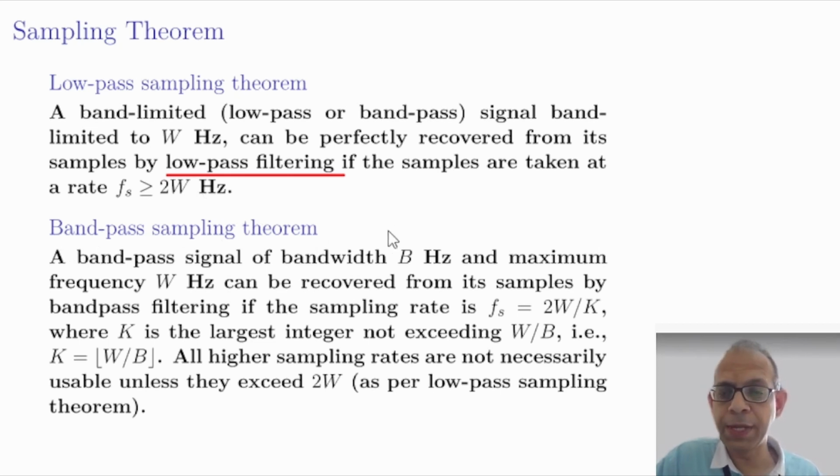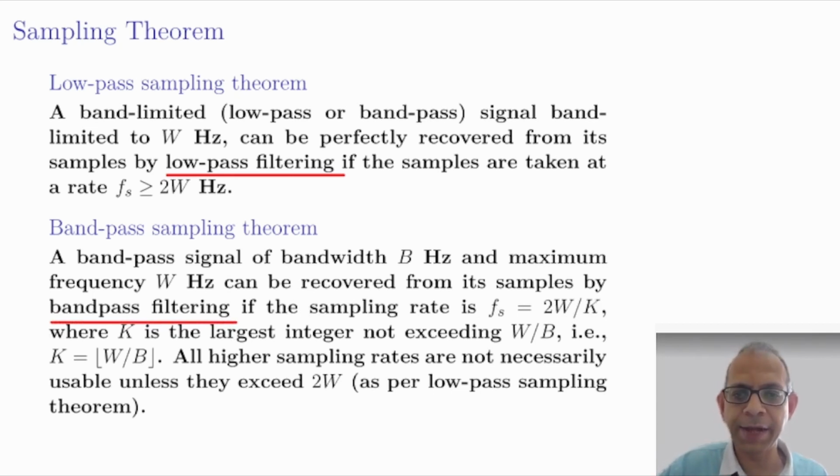As per bandpass sampling theorem, on the other hand, a bandpass signal of bandwidth B Hz and maximum frequency W Hz can be recovered from its samples by bandpass filtering if the sampling rate is equal to twice the maximum frequency upon some integer k, where k is the largest integer not exceeding the ratio W by B. All higher sampling rates are not necessarily usable unless they exceed twice the maximum frequency as per the low pass sampling theorem. Let us show this clearly through a problem.